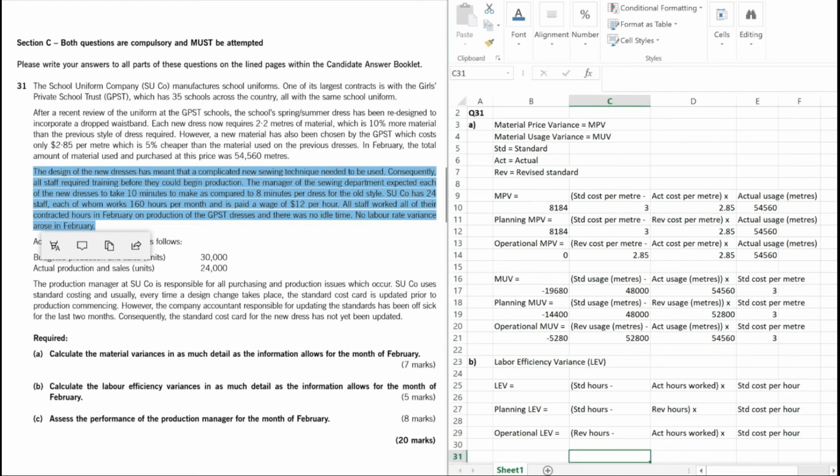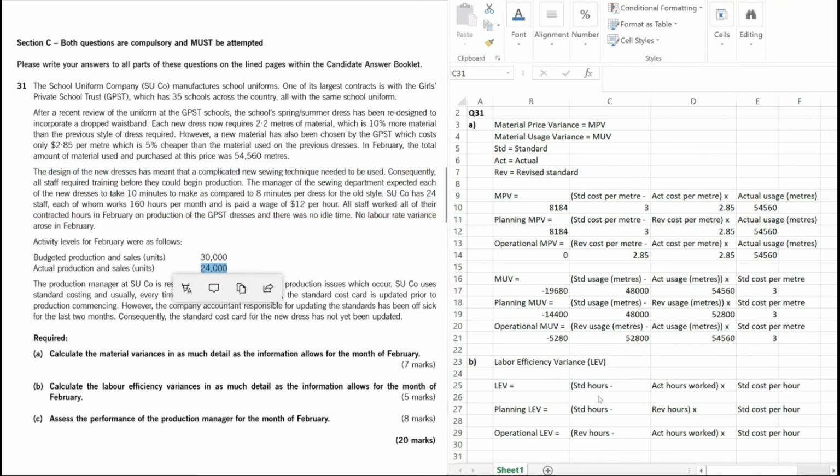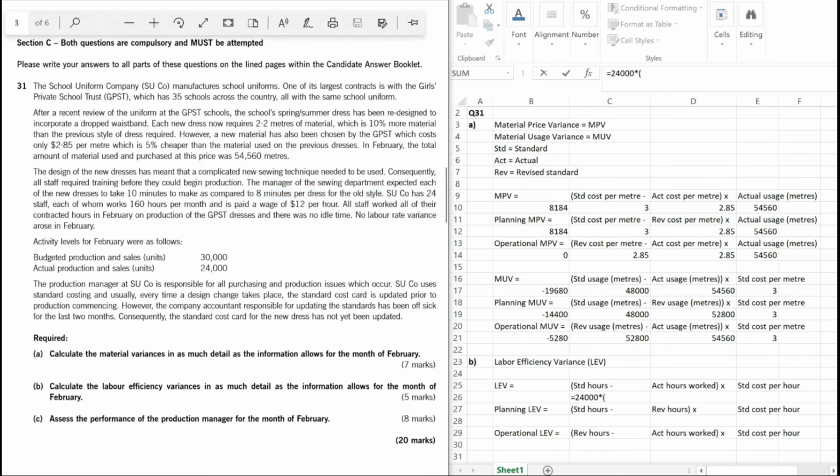So actual units produced, again, is the same 24,000 we had when we were doing the calculation for the material variances. So 24,000, and the old standards say 8 minutes for the old style, right? So 8 minutes, and there's 60 minutes per hour, so 8 over 60 will give us the number of hours, which is 3,200 in this case. As for the revised hours, it will be the same 24,000, but this time the new design took 10 minutes to make, right? So into 10 over 60 gives us 4,000.